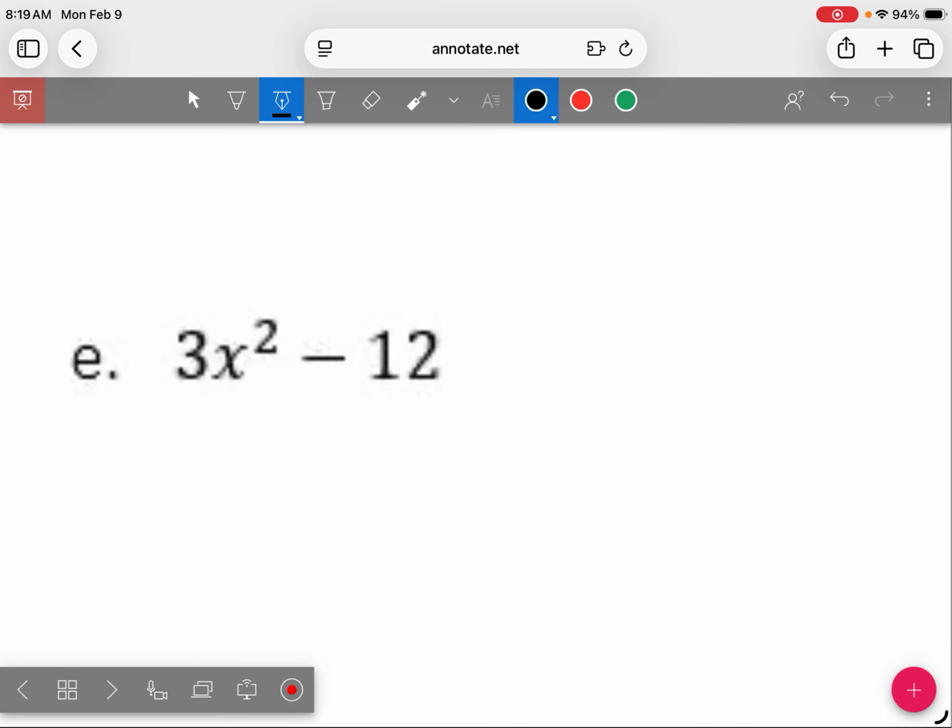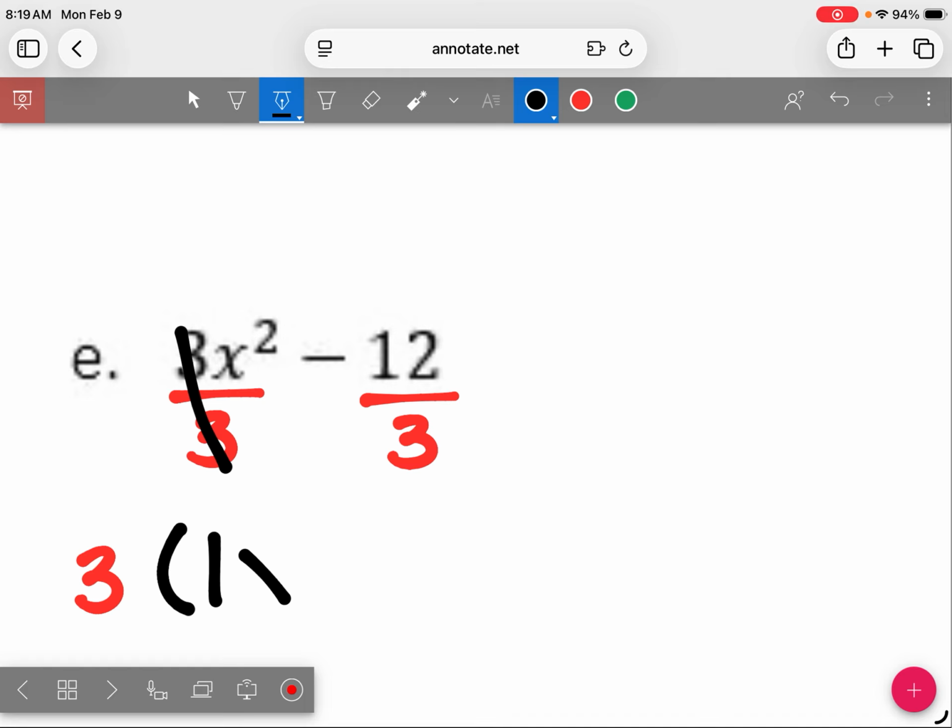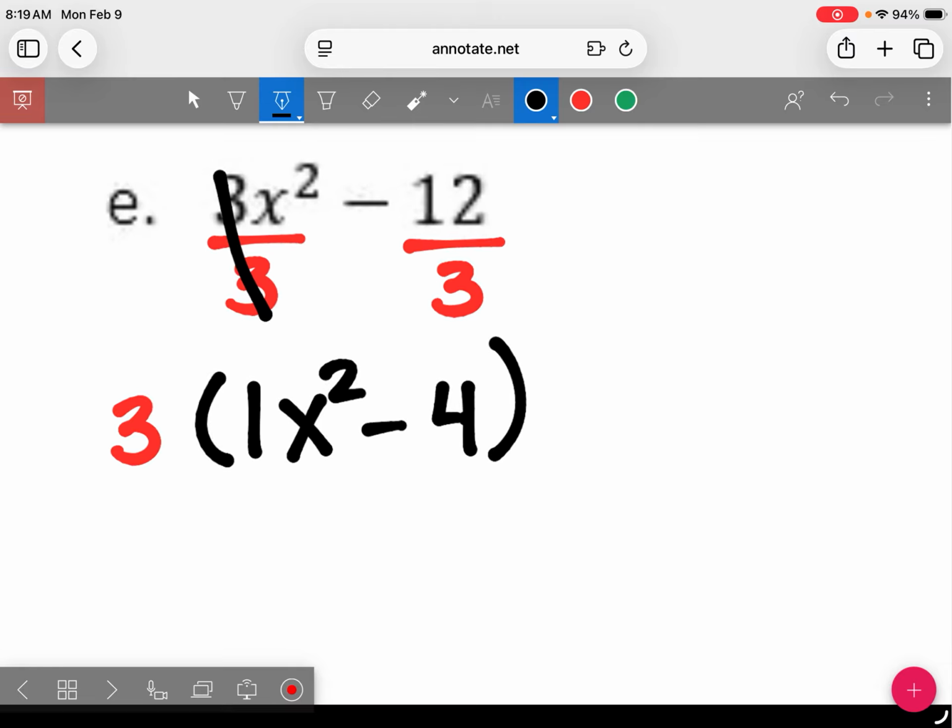Not 4. 3. I think you're thinking 12 divided by 3 is 4. Yeah, but the number we divided it by to get to the 4 was 3. So 3 comes on the outside. So this gives me 1x squared minus 4. And just like A, this is a pattern.